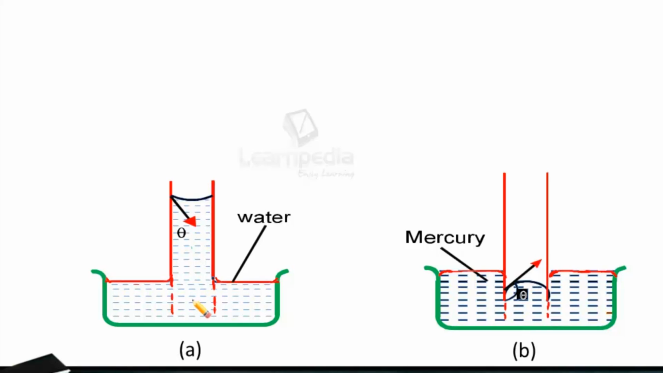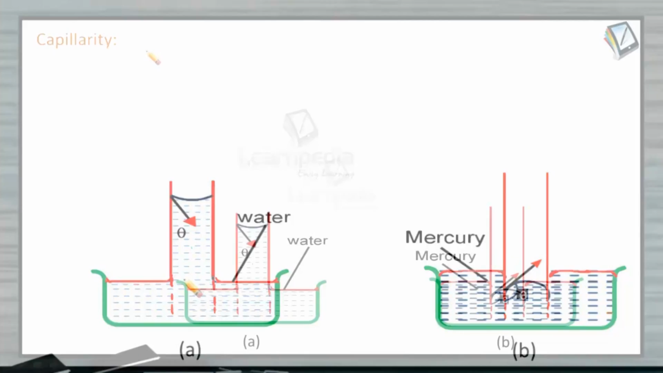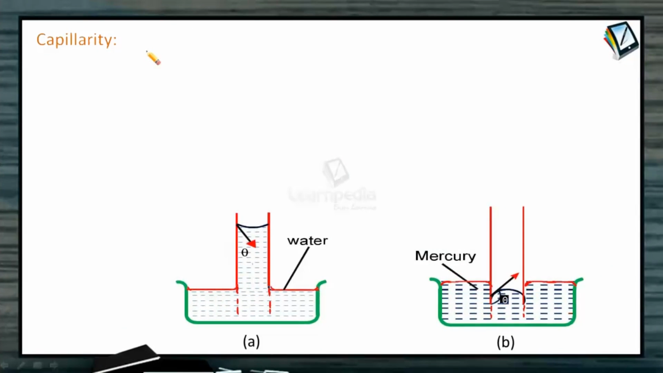Whereas when the capillary tube is dipped in water, there is a rise of liquid or rise of water in the capillary tube. This rise will be till the position where the weight of this water, the excess water which is there in the capillary tube, balances the net upward force. This phenomena of rise or fall of liquid in a capillary tube, we call it as capillarity.